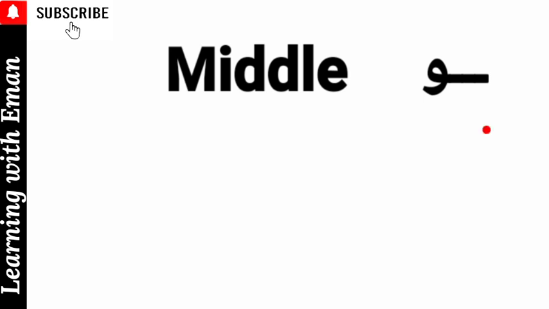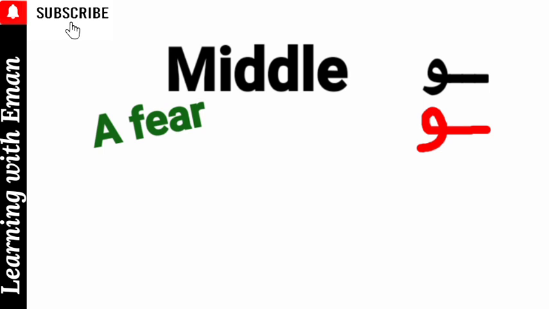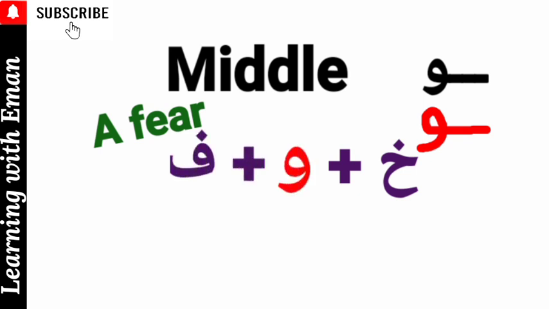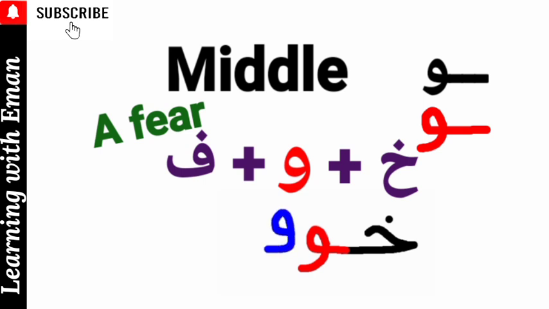Here's how to write the middle form. Like, خوف, means a fear. خ. و. في. خوف. Now let's join these letters together. خ. و. في. خوف.